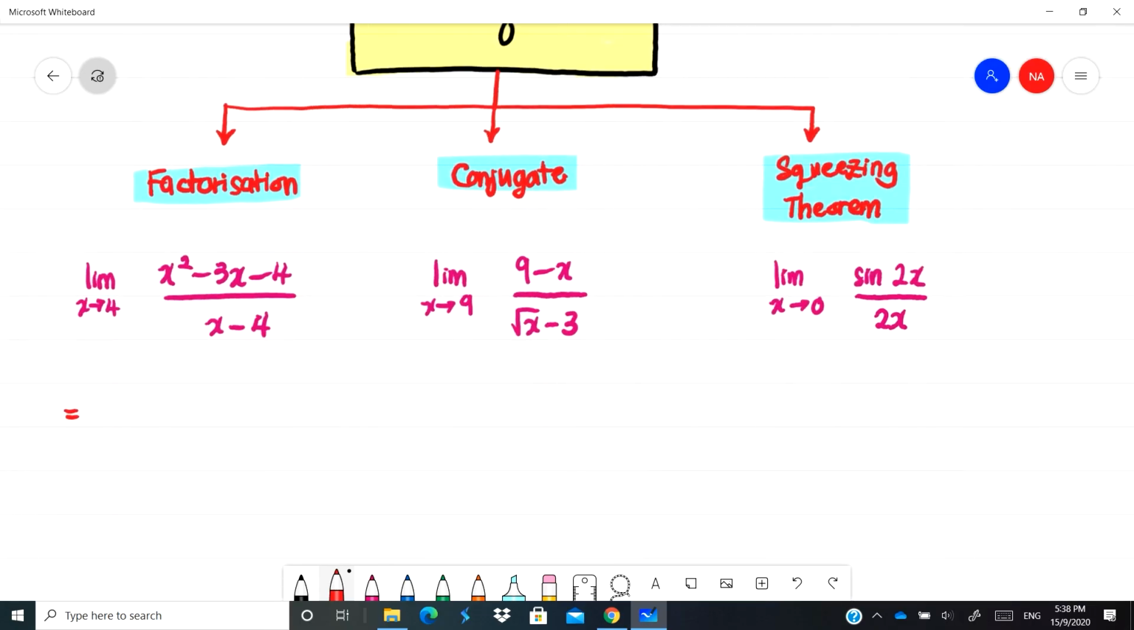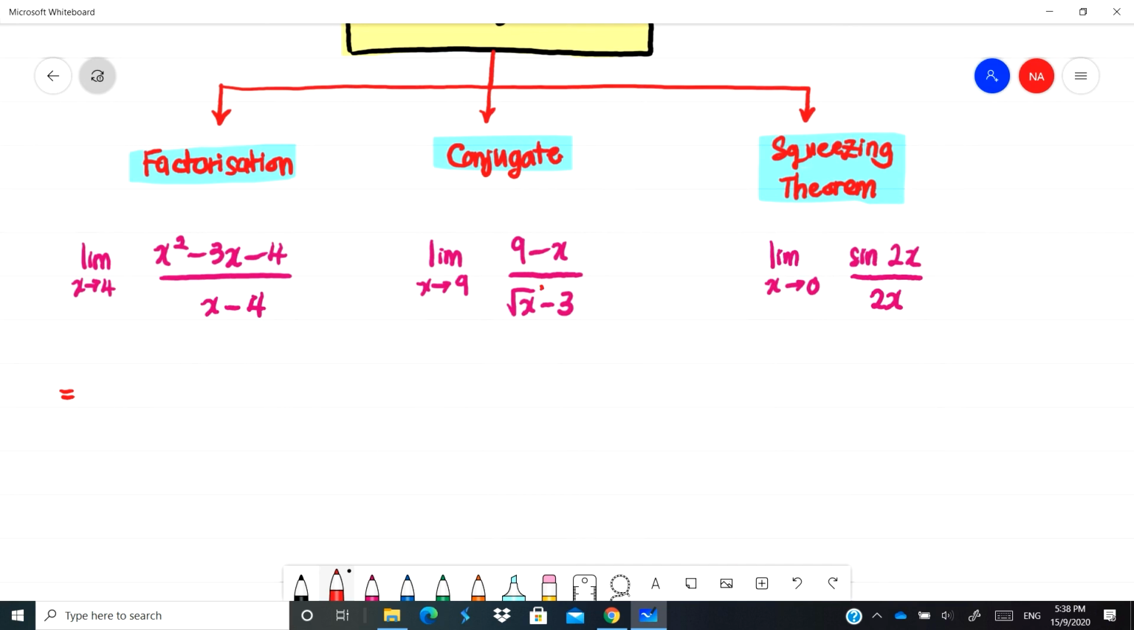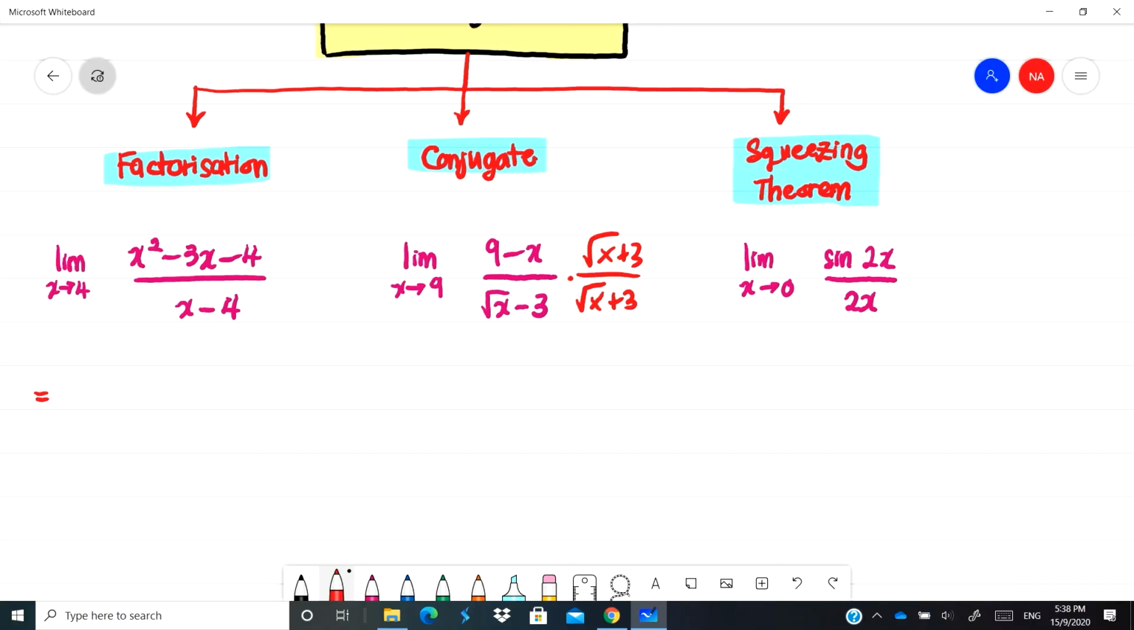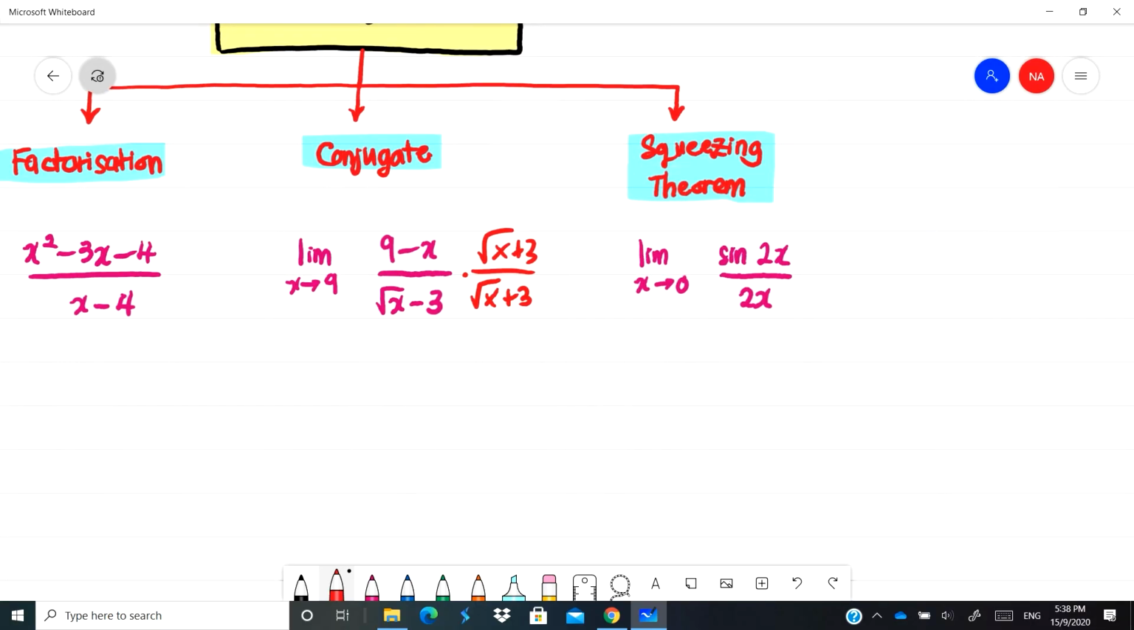And then you have the type of conjugate. Conjugate means when you have this type of radical or square root there. So you'll have to multiply with the conjugate. If some of you have learned in MAT183, the conjugate of these terms will be square root x plus 3. Then you have to perform some operations and simplify, and then you can solve the limit actually. Never mind, don't worry, we'll look at this in detail in the next video.